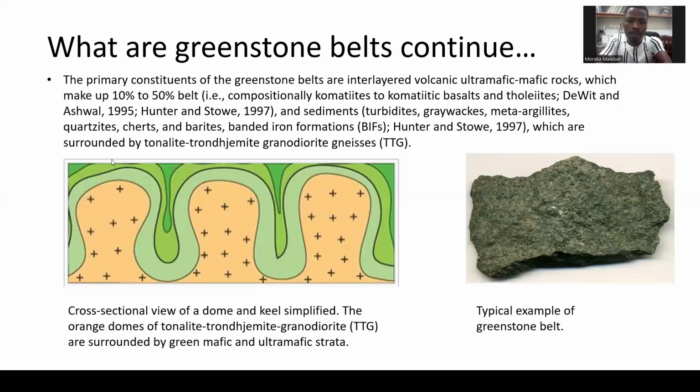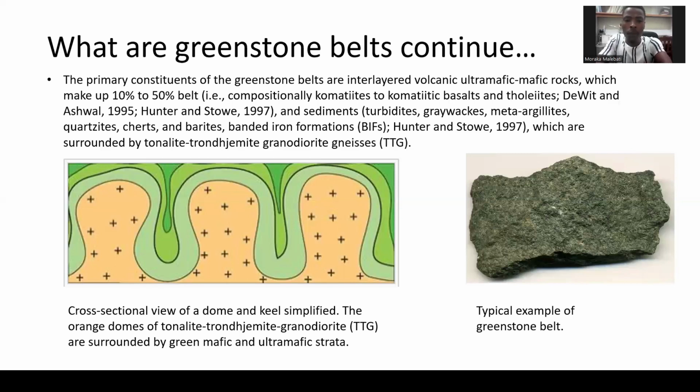All right, so this is known as what we call a dome and keel diagram. It is a simplified diagram showing what you call dome and keel, which is a typical structural form of the greenstone belts.